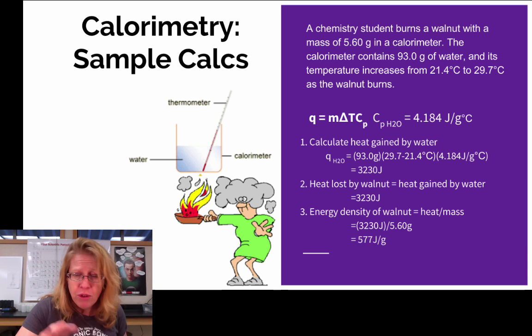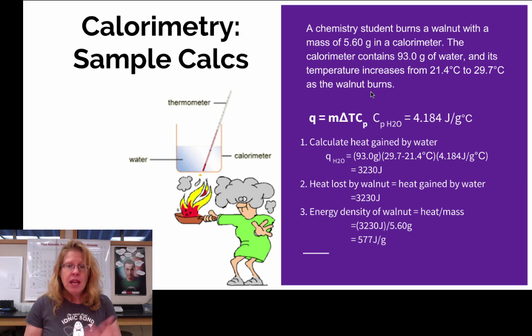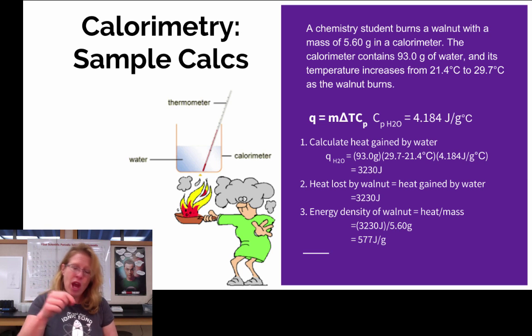Simple calculations. Don't freak out about this, but here's an example problem. Let's say you burned a walnut. The walnut weighed 5.60 grams under that calorimeter, kind of like shown in the diagram. The calorimeter has 93 grams of water, about 100 milliliters, not quite. And the temperature increases from 21.4 to 29.7 degrees Celsius as that walnut burns.